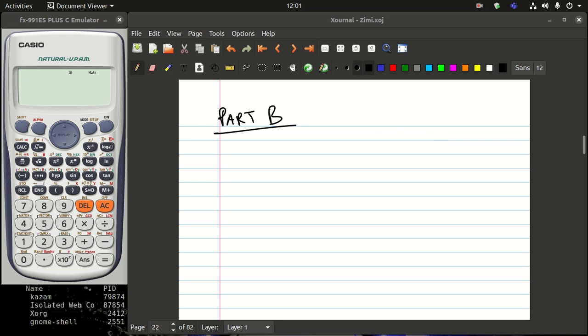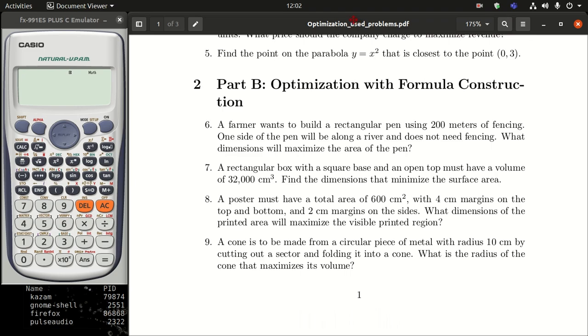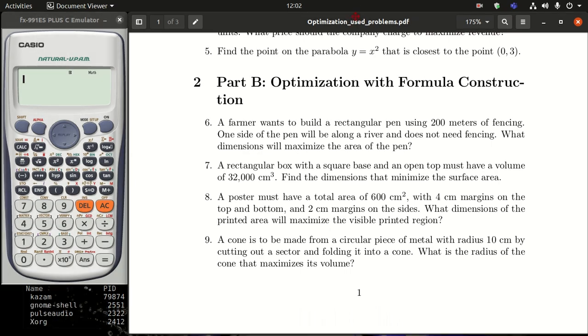Part B of our questions reads as follows. So the first question is number 6. A farmer wants to build a rectangular pen using 200 meters of fencing. One side of the pen will be along a river and does not need fencing. What dimensions will maximize the area of the pen?